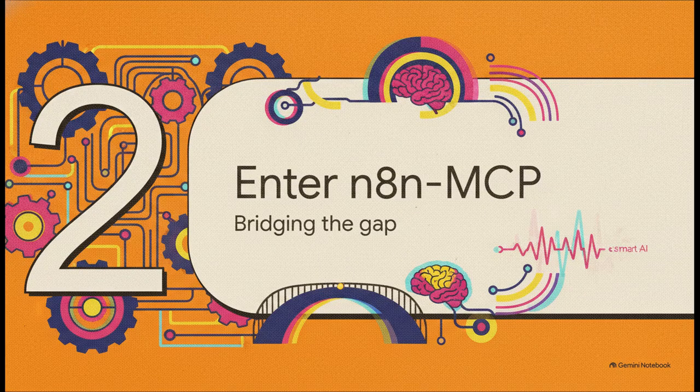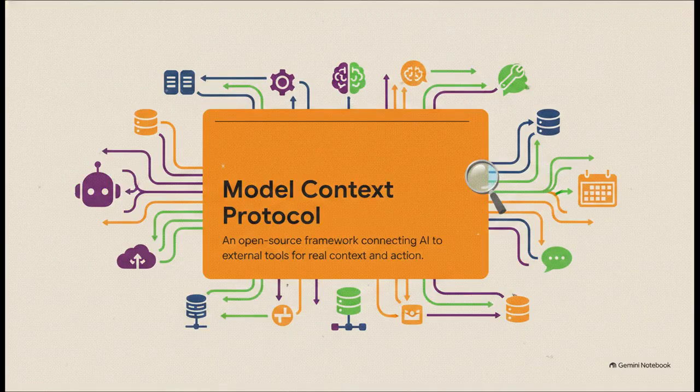Enter n8n-MCP. For those who might not be familiar, MCP, or Model Context Protocol, is the underlying technology making this possible. It's an open-source framework originally cooked up by Anthropic. You can think of it as a universal translator that hooks your AI assistants directly into your external tools. And it's a real game changer because it's not just about letting the AI read your data, it actually allows the AI to grasp the deep context of your software environment and take real, tangible actions within it.